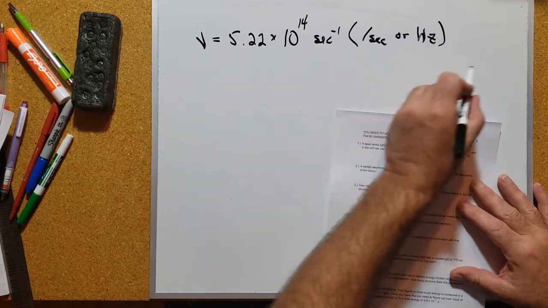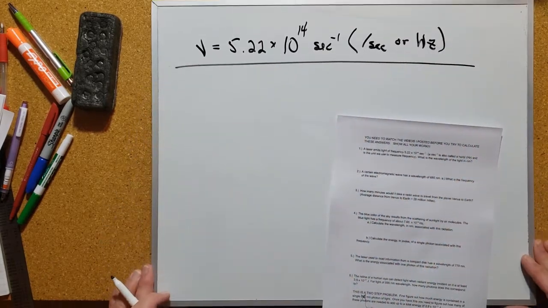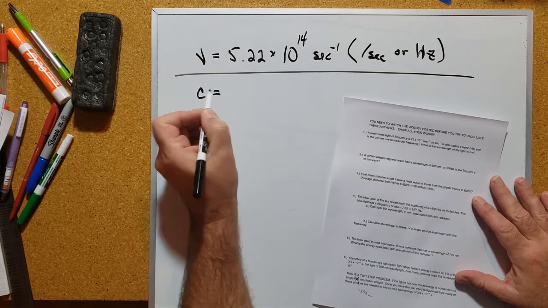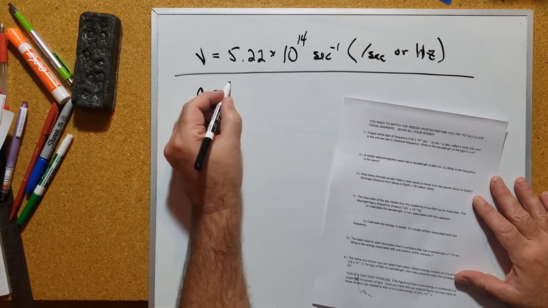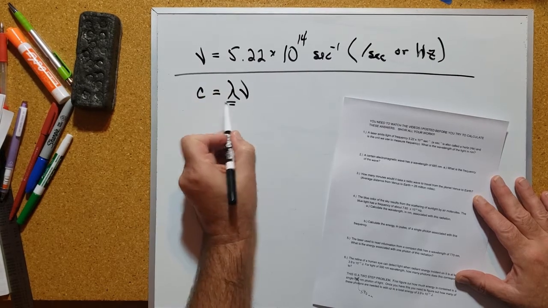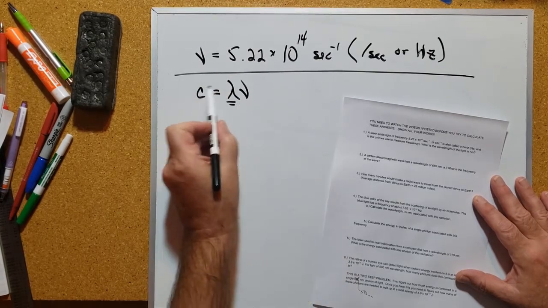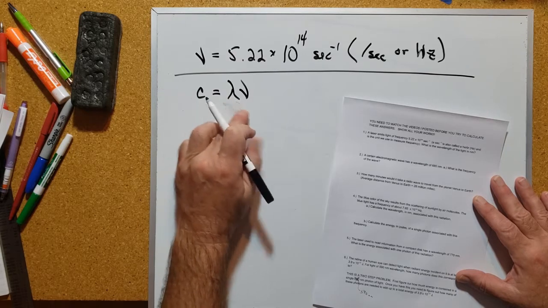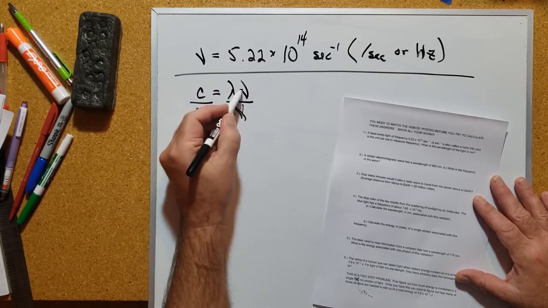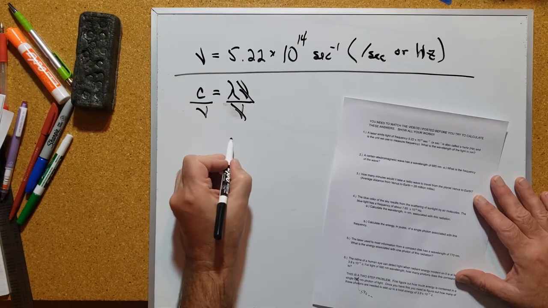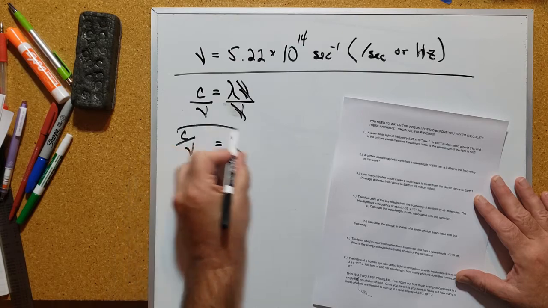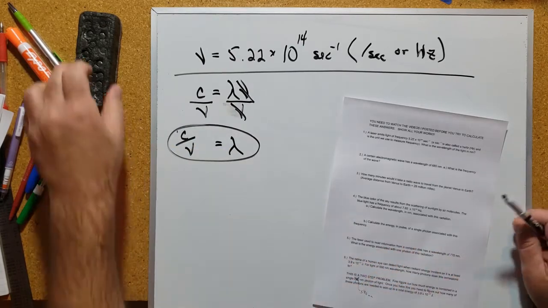Right. Now, the way we go about doing this is to utilize this equation. The speed of light is always the wavelength of the light times its frequency. I want to know wavelength. So I'm going to take this equation, divide both sides by nu. You're going to cancel on this side, so I'll get lambda, the wavelength, is equal to c divided by nu. And that's the equation I'm going to plug into.